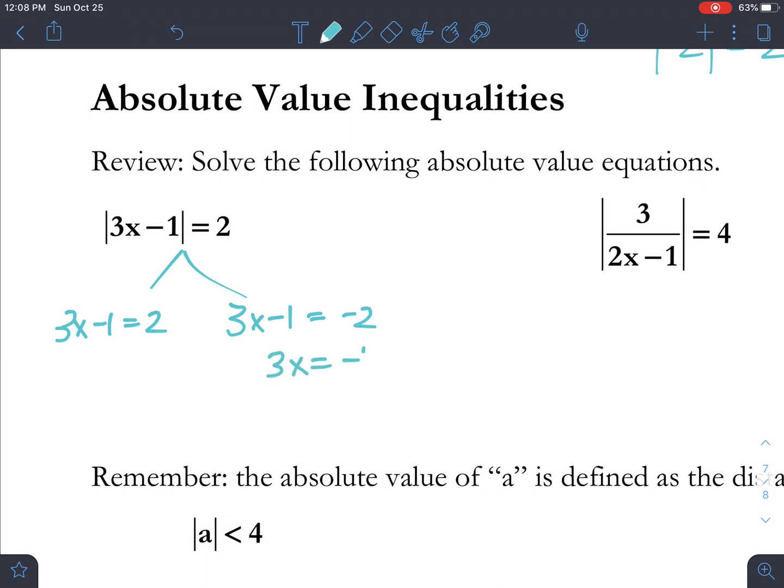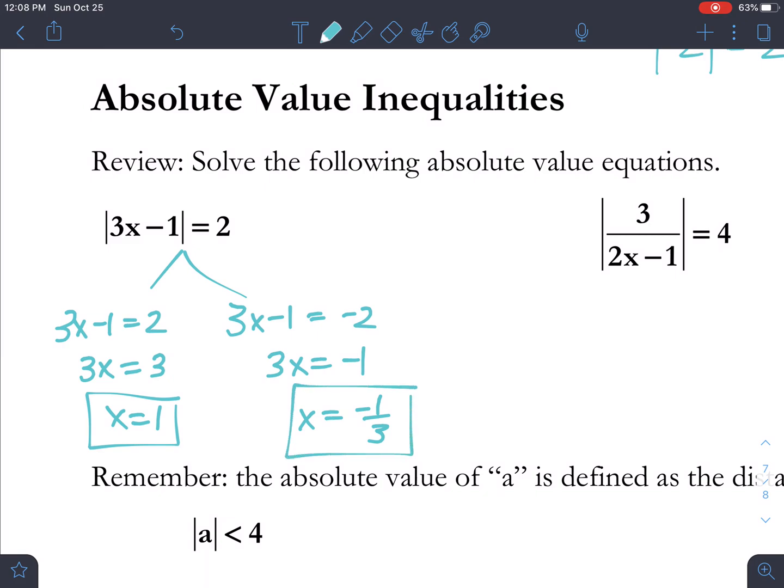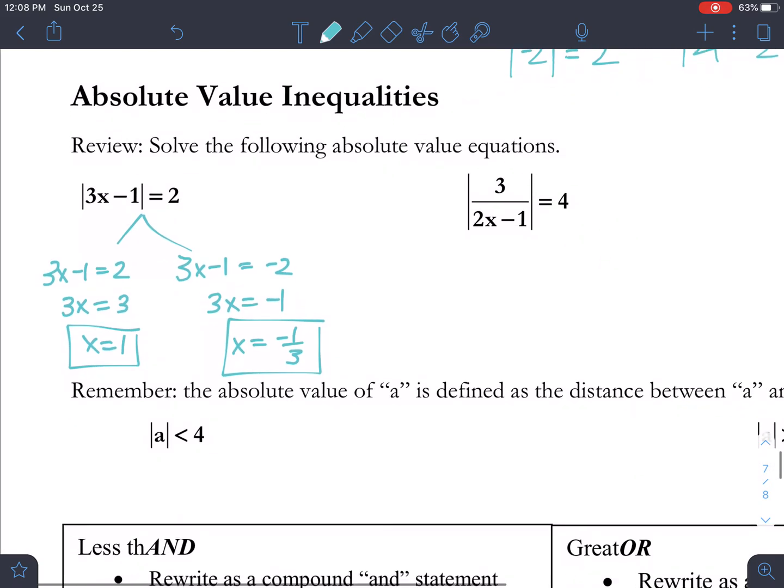So let's see what I would get. -1/3 and 1. And these are just equals, so no need for any graphs or anything. When x is equal to 1, we would get 2. When x is equal to -1/3, we would also get an absolute value of -2, which is 2. All right, so that's how you solve those. With an equal sign, we set one equal to the positive, one equal to the negative. All right. If you're good with that, let's try one more.